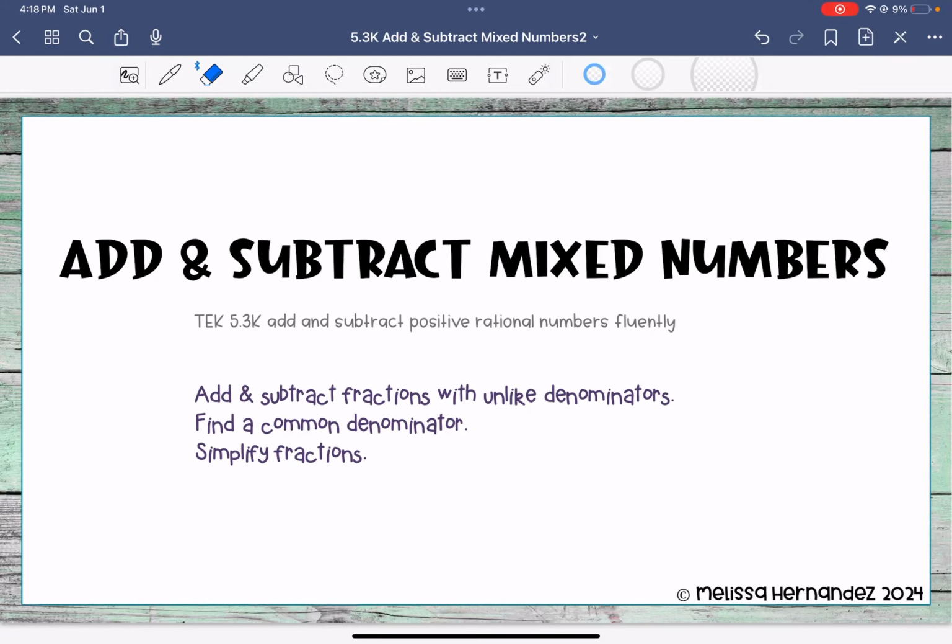We're going to focus on adding and subtracting mixed numbers, which is just fractions with a whole number and a fraction put together. This comes directly from TEK 5.3K, where we add and subtract positive rational numbers fluently. We'll have unlike denominators. We'll be finding common denominators and then simplifying fractions at the end if necessary.